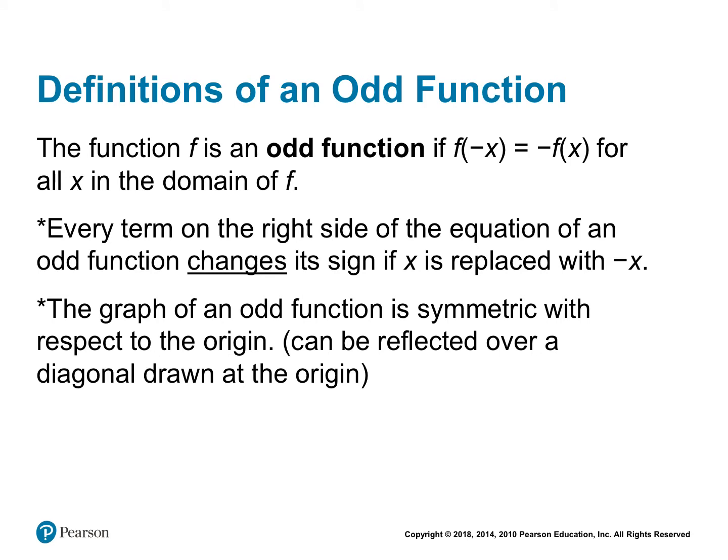An odd function, it's odd if f of negative x equals negative f of x, and I think of this as opposite, for all x in the domain of f. Every term on the right side of the equation of an odd function changes its sign if x is replaced with negative x. And the graph of an odd function is symmetric with respect to the origin. So to think of that, you would want to be able to draw a diagonal in your graph, and you should be able to reflect your image over that diagonal.